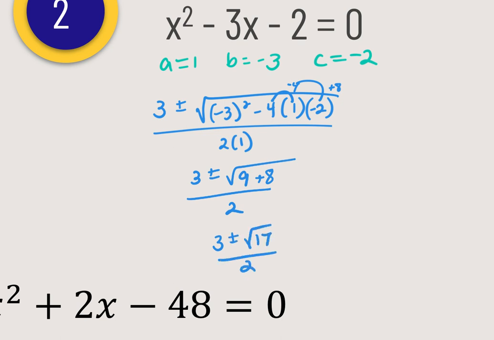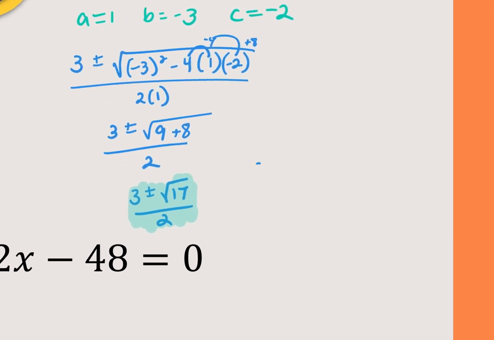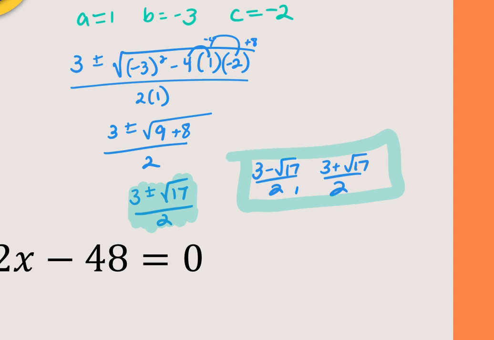So therefore you just leave it like that? Correct. 17 doesn't break down. 2 can't go into the 3 and also into the 1 next to it. So it literally would stay like this. If it wanted it spread out into 2, then I would rewrite it as 3 minus square root 17 over 2 and 3 plus square root 17 over 2. But if this is like a quiz answer and it's open-ended, you could totally leave it as plus or minus.